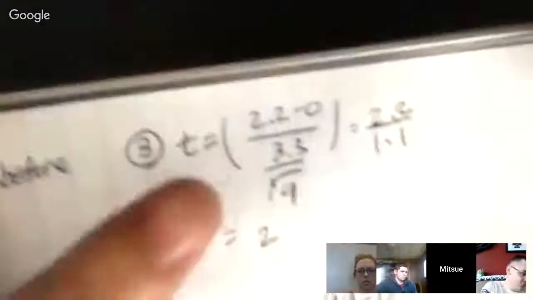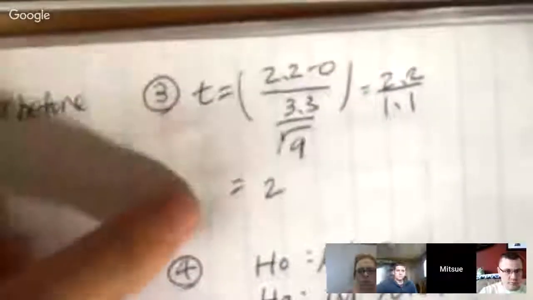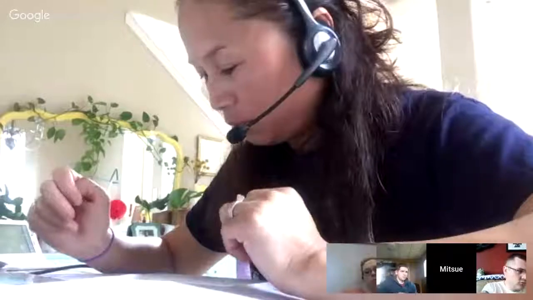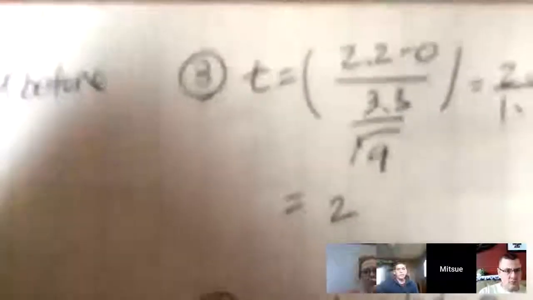So I use this, and my answer is 2.2. 2.2 minus 0. Like, I don't know, why 0? Where did the 0 come from?